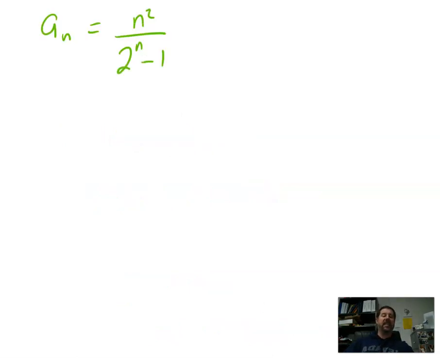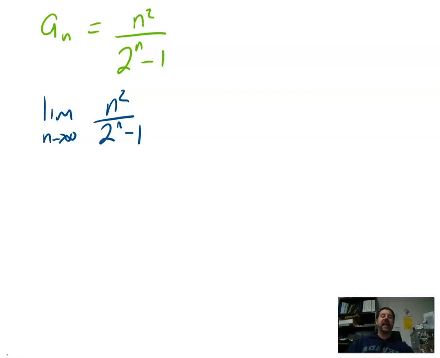We're going to be given explicit formulas like this: a_n equals n squared over 2^n minus 1. Does this sequence converge or not? If I want to answer that question, I'm going to look at the limit as n goes to infinity. If we set this limit up and try to evaluate it, this will allow us to see whether the sequence itself is going to converge or not.